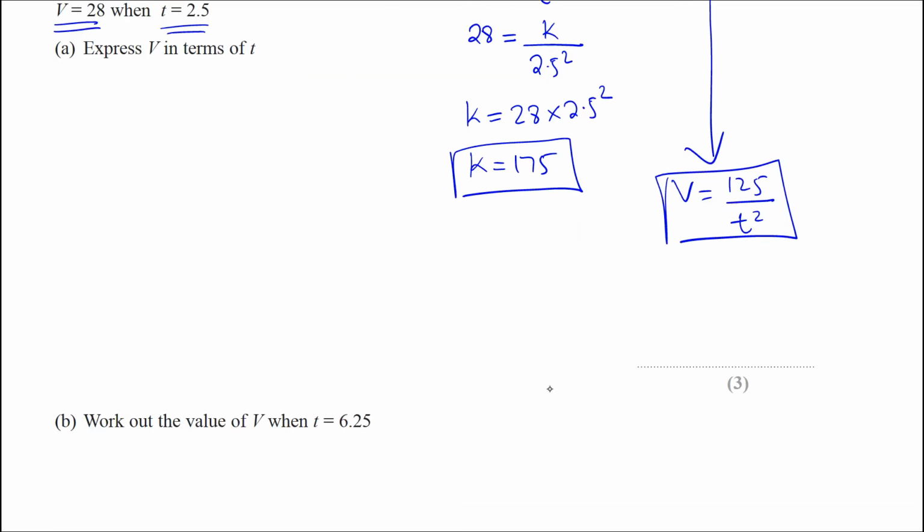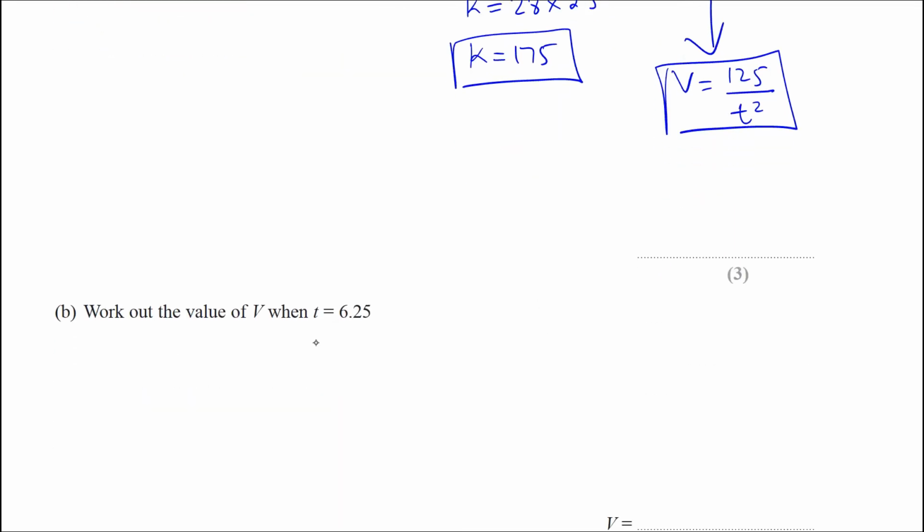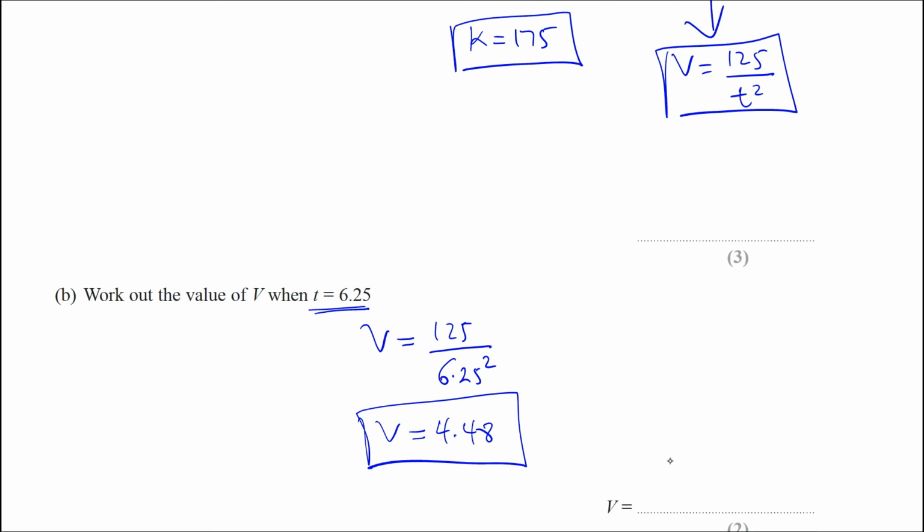Okay? And then find the value of V when t is equal to 6.25. So when t is equal to 6.25, V will be equal to 125, using this formula, over 6.25 squared. And you can just plug that in the calculator. So V will be equal to 4.48. That will be the required solution.